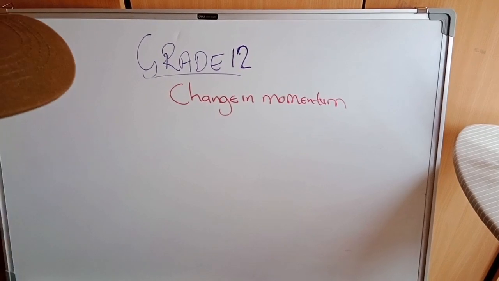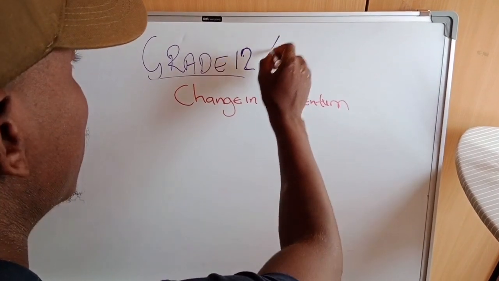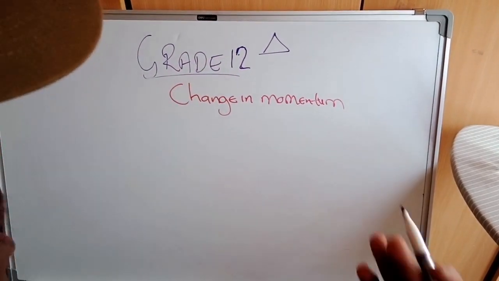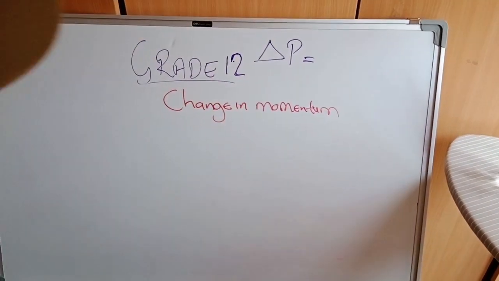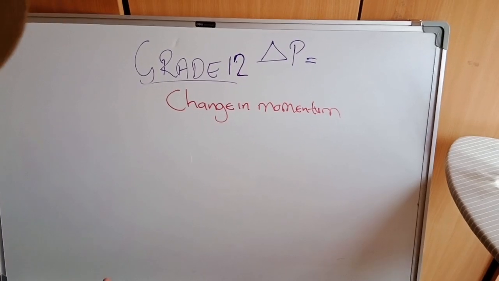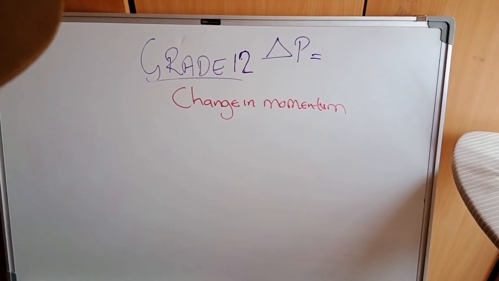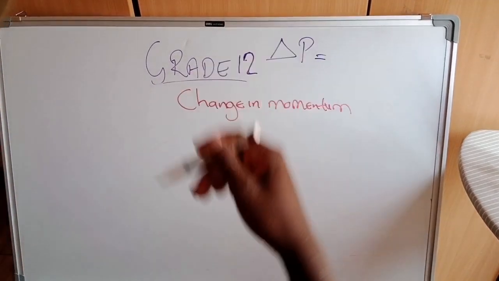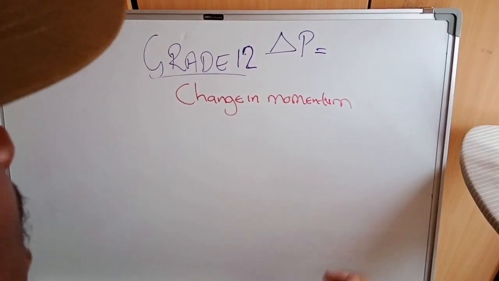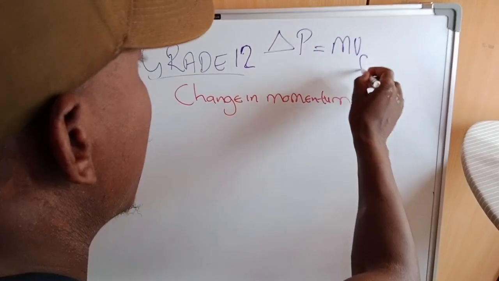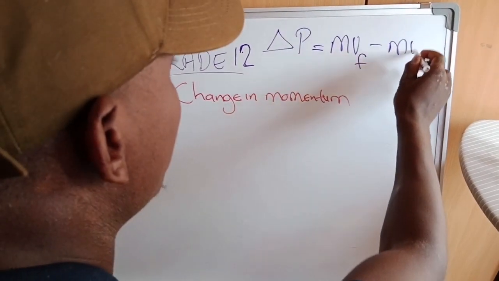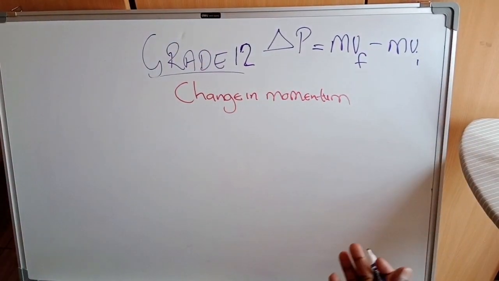So today we're covering change in momentum. Change in momentum will be represented by delta P, right? When you see delta or a triangle, it means change. Now with change in momentum, we have the final momentum and the initial momentum, right? So the object has a final velocity and an initial velocity. So it is going to be the final momentum minus the initial momentum.